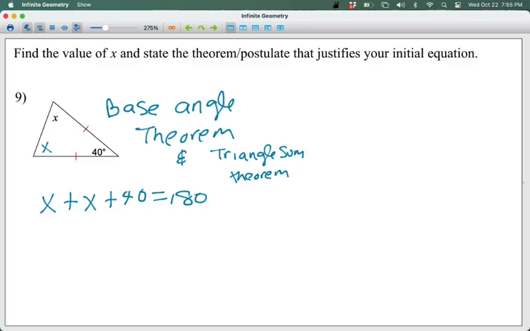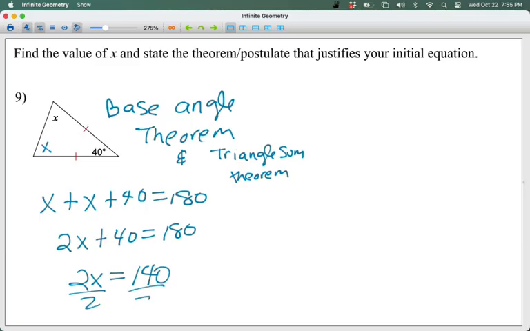And let's solve it. We have 2x plus 40 equals 180. Pause this and finish it so you don't have to just watch me, because you can do this by yourself. 2x equals 140, divide by 2, and x equals 70. Let's go on now to number 10.